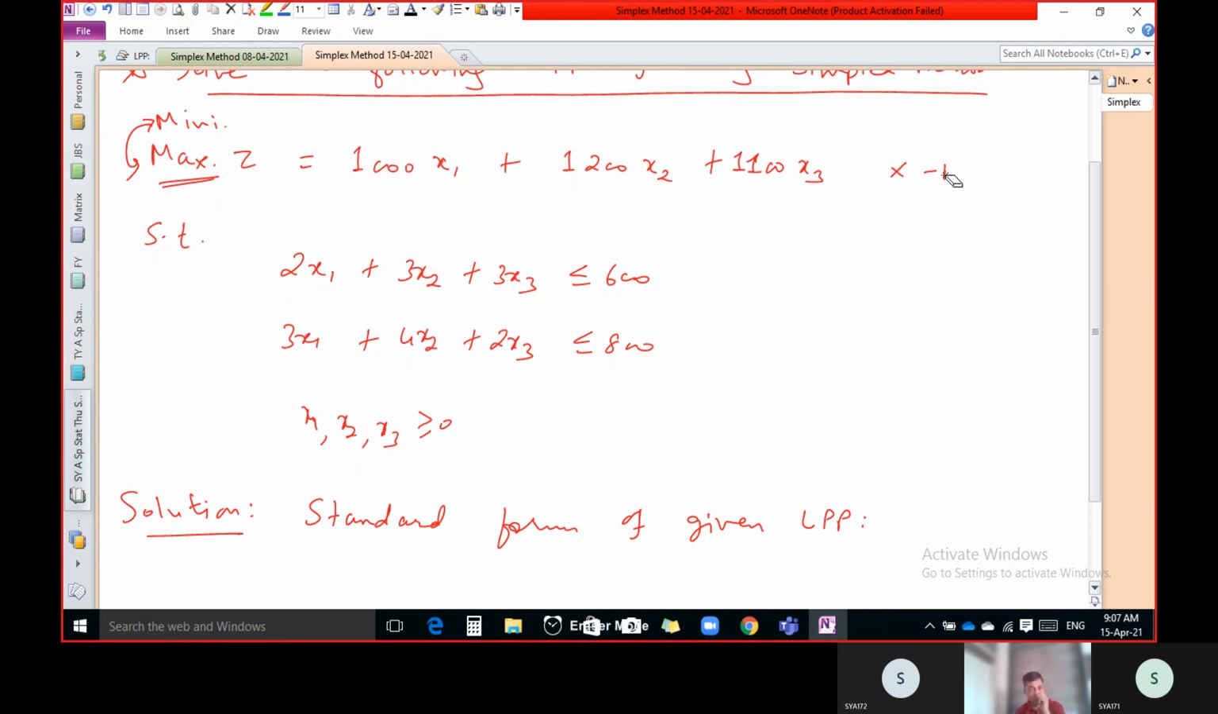But listen carefully. Our first step is that our objective function should be in maximize form. If it is in minimize form, then we have to convert it into maximize form. And if it is already maximize form, just keep that as it is. So rewrite this: maximize z equal to 1000 x1 plus 1200 x2 plus 1100 x3. So nothing we have to do for this particular step because it is already in maximize form.